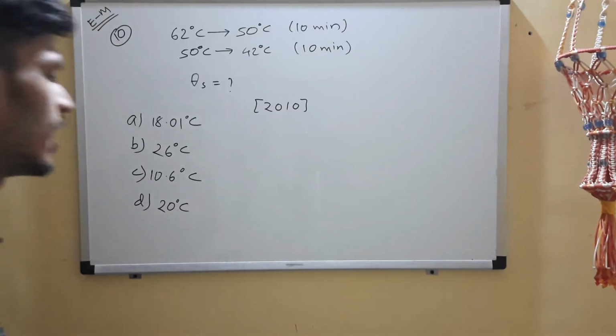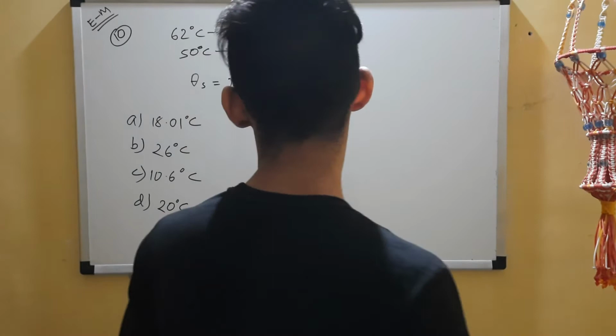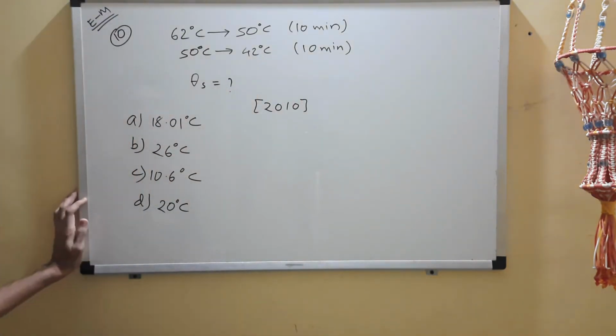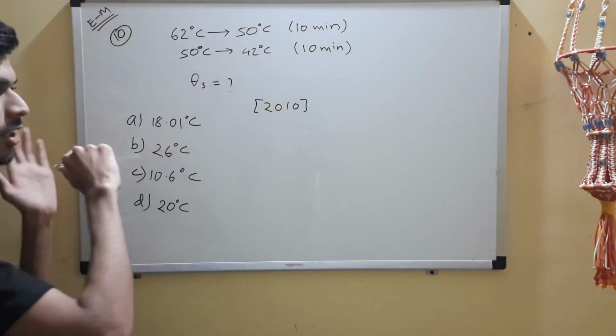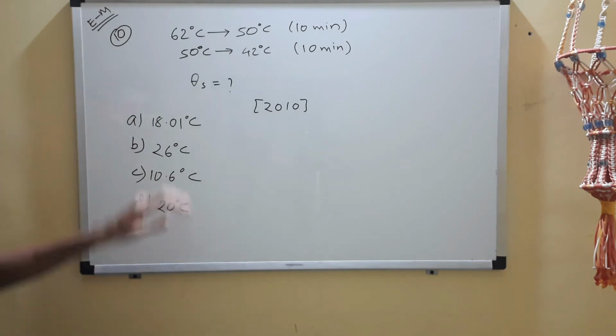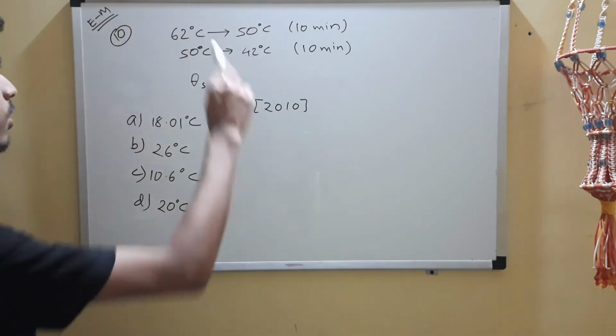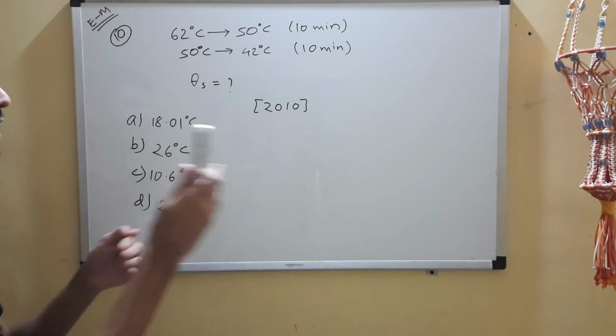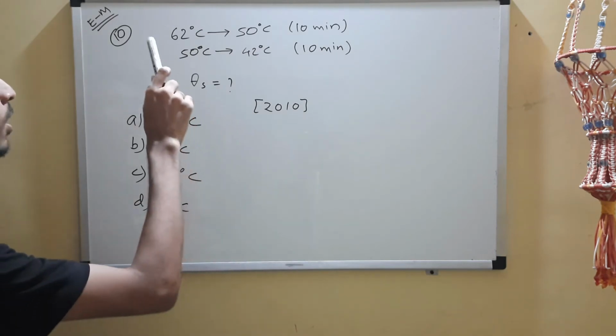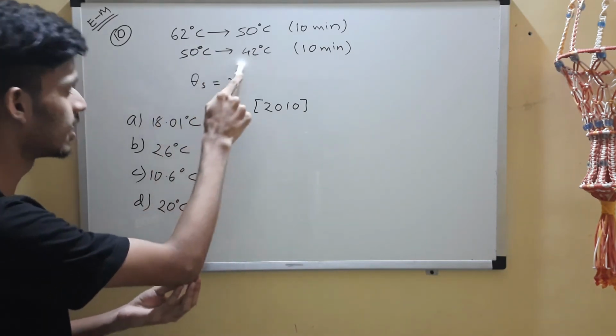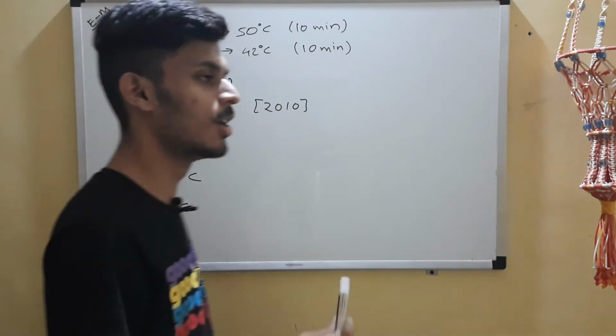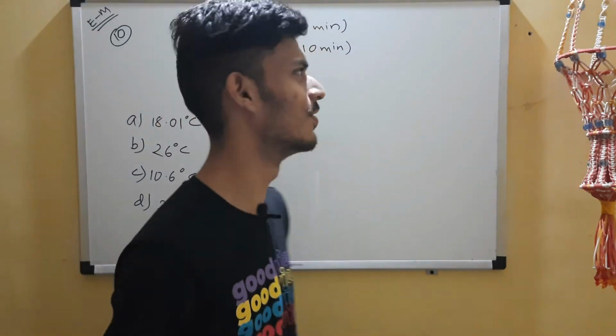Question 10, as I said, again, it's based on Newton's law of cooling. Okay, it was asked in 2010. So in this question, you have a body initially at a temperature of 62 degrees Celsius. It goes to 50 degrees Celsius in 10 minutes. Now in the next 10 minutes, it goes from 50 degrees Celsius to 42 degrees Celsius. Okay, you are supposed to find the temperature of the surrounding.